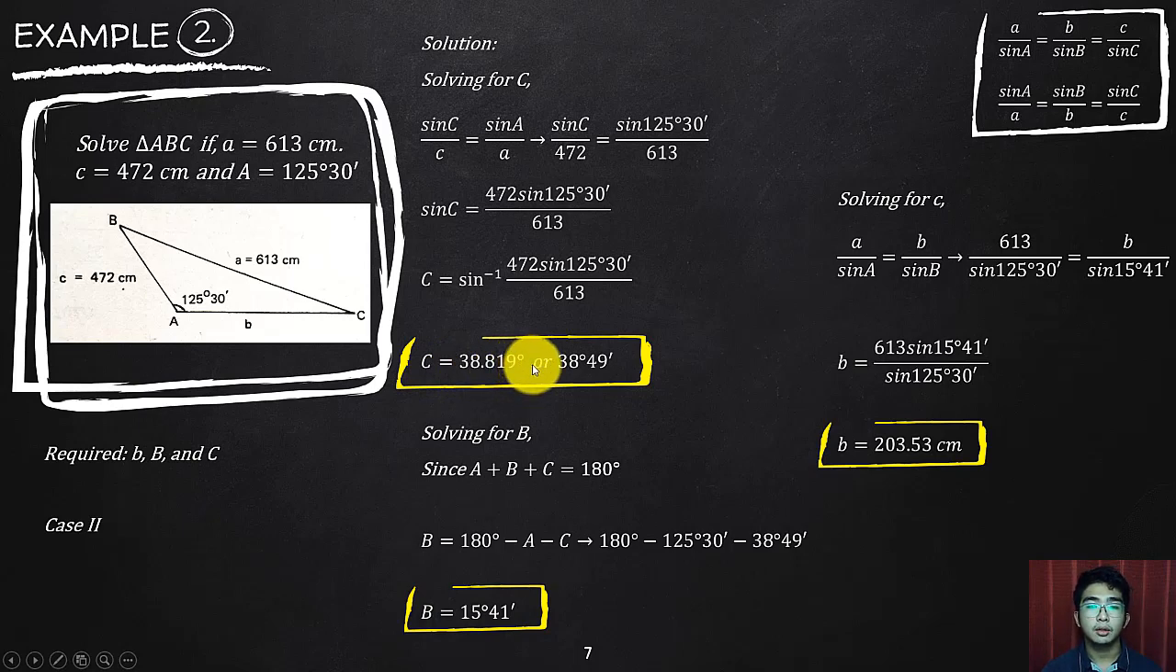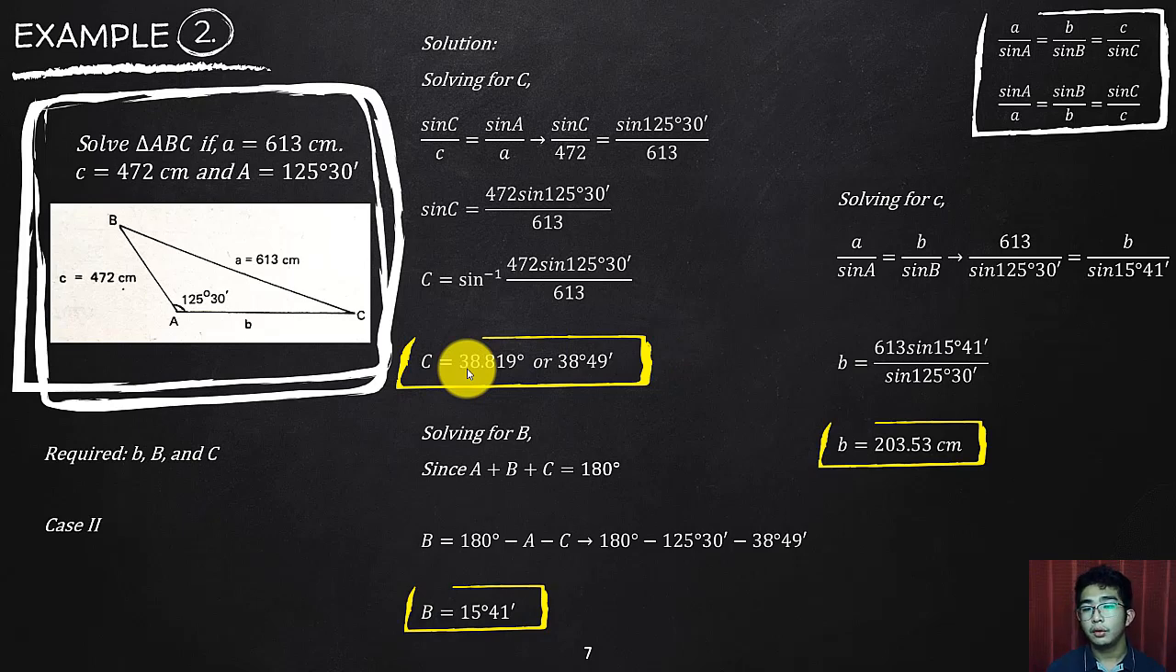Or if you'd like to convert it into degrees, minutes, and seconds, press the three symbols that I told you about a while ago for degrees, minutes, and seconds. That is near the left side of the calculator. If you press that, it will automatically give you an answer in terms of degrees, minutes, and seconds. So C is 38 degrees, 49 minutes.